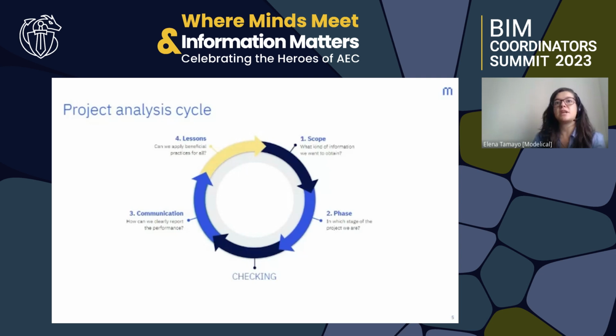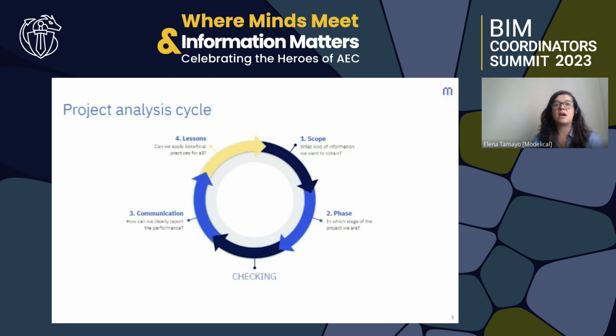To respond to all these challenges, we have to analyze our project. As in any quality cycle, we have phases of analysis, implementation, evaluation, and actions. In this case, we divide the analysis in two phases: scope, what kind of information we want to obtain, and phase, in which stage of the project we are. Both are analysis, but we have to remember both steps, okay? We first want to know the uses and goals we want to achieve, and then adapt to the project phase. It can be slightly different depending on the phase we are in.